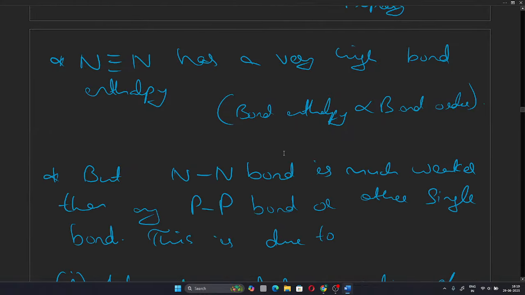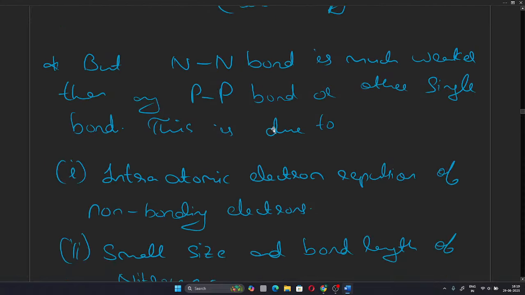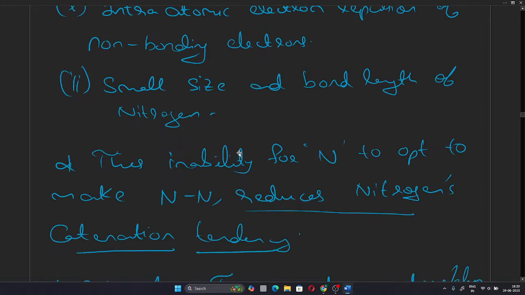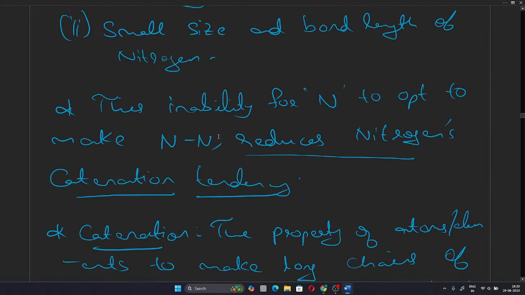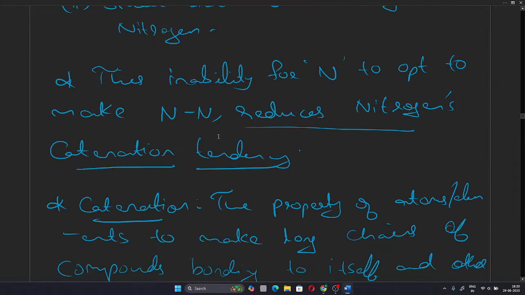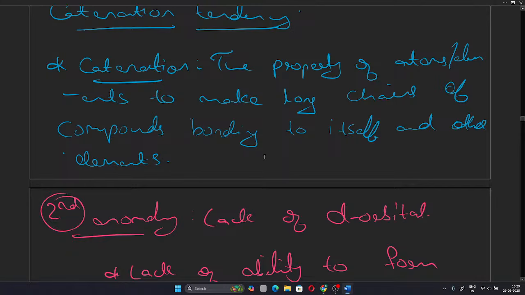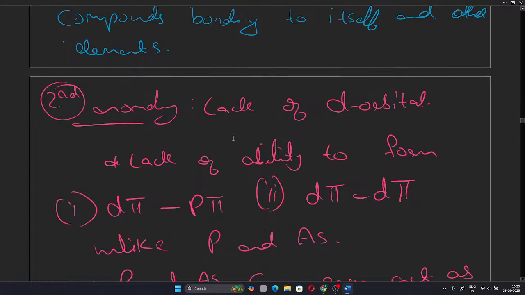The N triple bond N has a very high bond enthalpy, but the N single bond N is much weaker than any P single bond P or other single bond. This is due to interatomic electron repulsion of the non-bonding electrons, small size, and bond angle of nitrogen. This inability of N to make N bonds reduces nitrogen's catenation tendency. Catenation is the property of atoms to make long chains of compounds, bonding to itself and other elements.